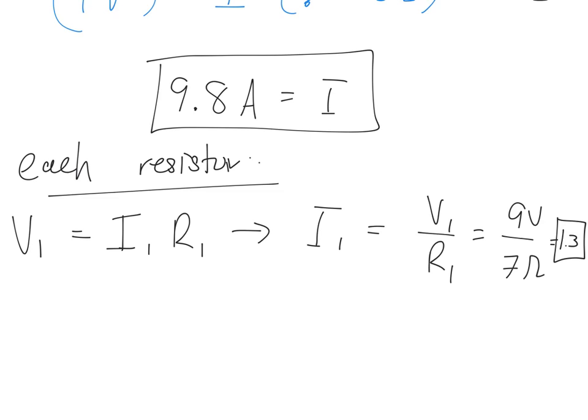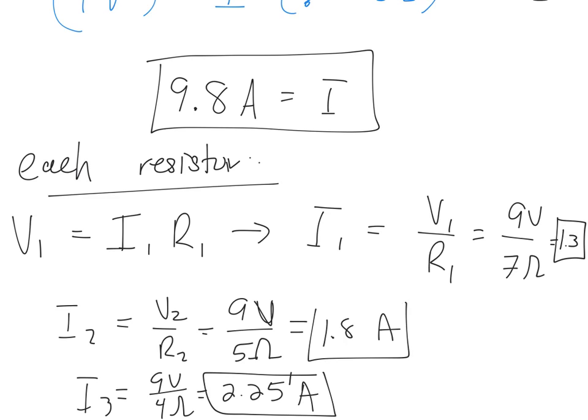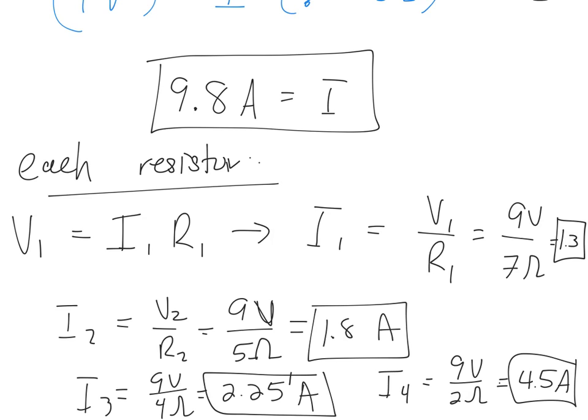For the second one, you still have 9 volts over 5 ohms, giving us 1.8 amps. And then the third is 9 over 4, 2 1/4 amps. And then the fourth is 9 over 2, 4.5 amps. What do you suppose is going to happen?